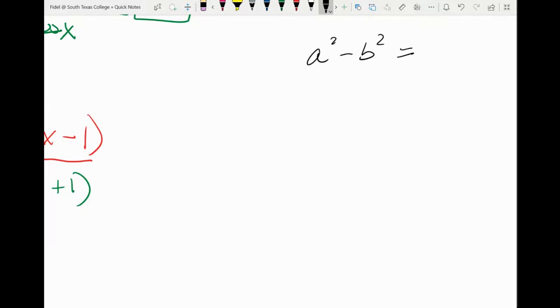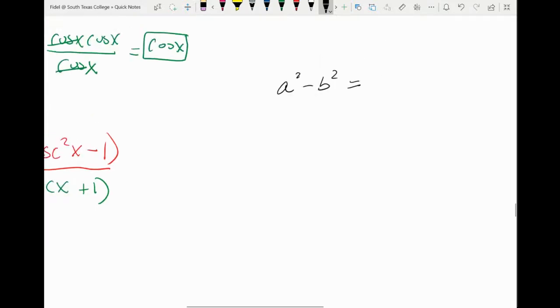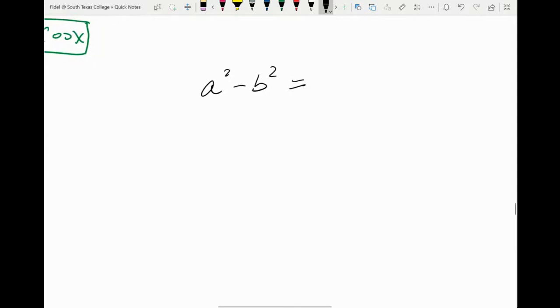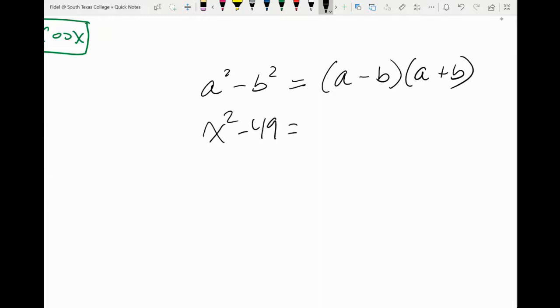Does anybody remember how you factor a squared minus b squared? Anybody remember how we factor this? It was something called the difference of squares. Y'all remember this formula? A minus b and a plus b, right? So I'm just going to make this up. If I said, what's x squared minus 49? You'd say x minus 7 and x plus 7, right?